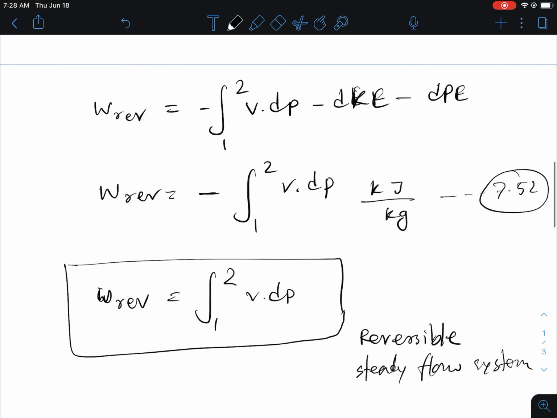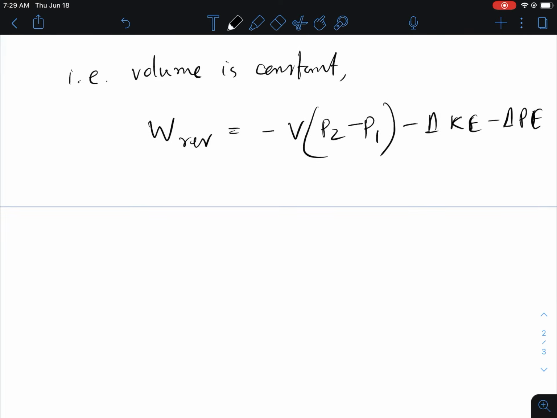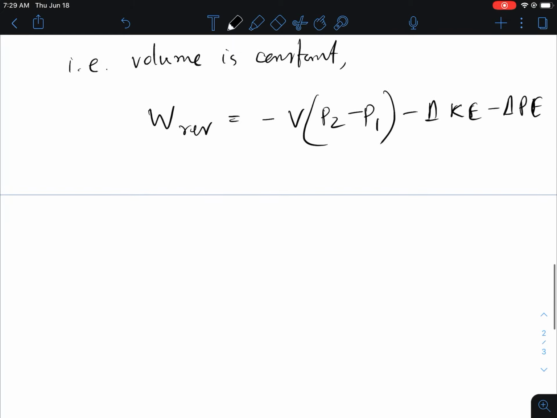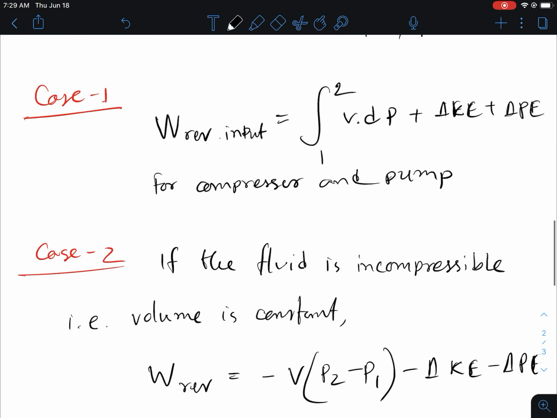Actually, this minus, I'm just using this equation and this equation, and then just taking the integral. So v will be constant and it will come out of the integration. Then it will be only dp. If we take the finite integral of dp with the limits 1 and 2, then the equation will be minus v of (p2 minus p1), right? So that's the case for incompressible fluid. So this is all about the steady flow device.